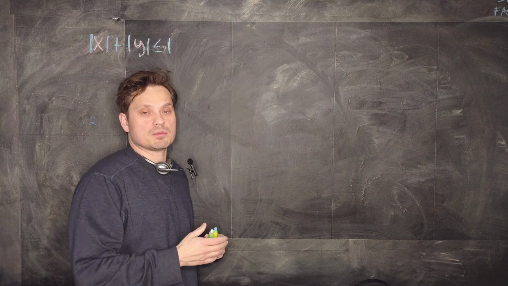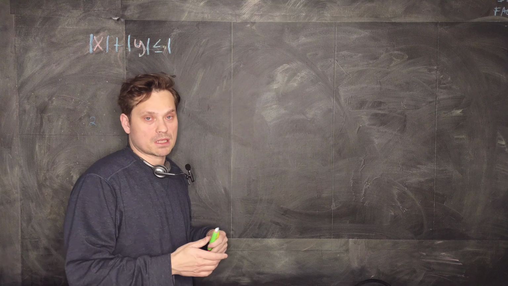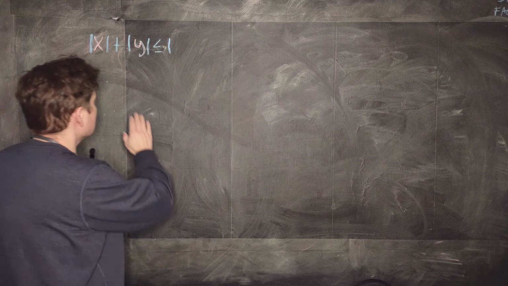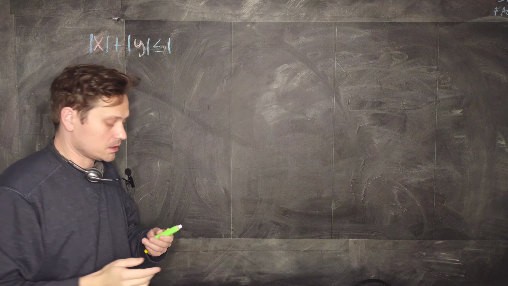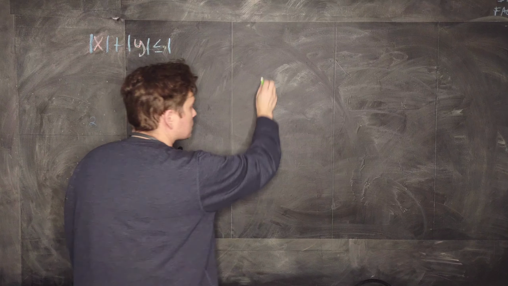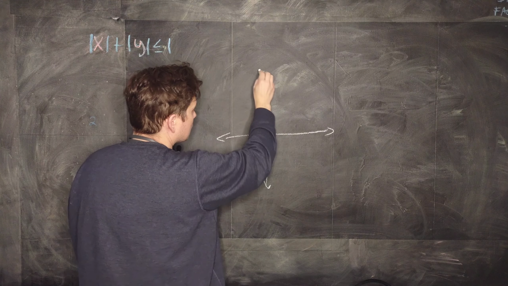Please remember on this channel I post content usually of a more advanced nature, or an interesting nature, or non-routine nature when it comes to math. Here's a question. Graph the absolute value of x plus the absolute value of y is less than or equal to 1. So let's construct a coordinate system. Begin with that. All right, here we are.